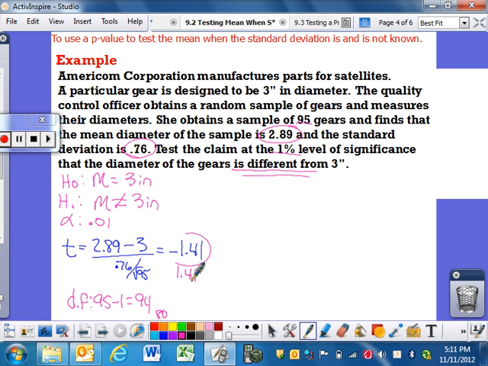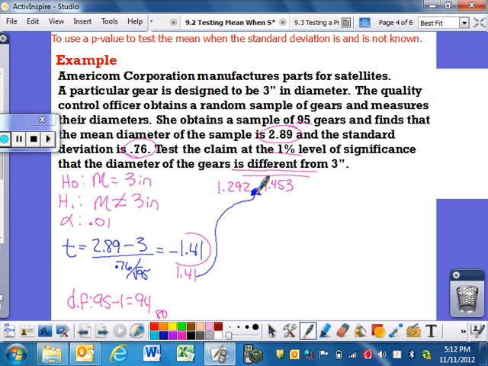1.41. So that's going to fall in between 1.292. Let me write this up here. 1.292. And then the next number is 1.453. Okay? So this 1.41 falls in between these two, which then you just need to take those two columns, go up to the top.